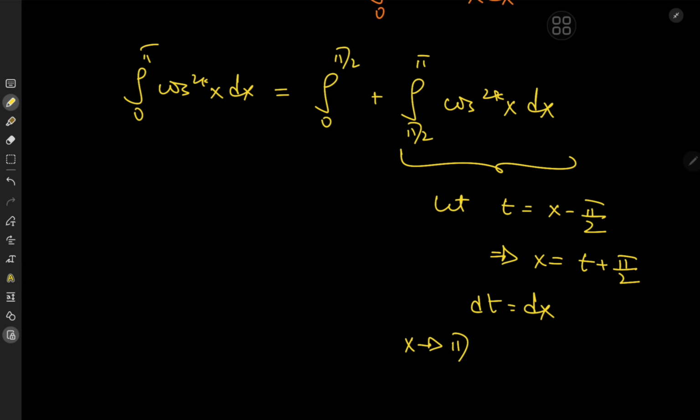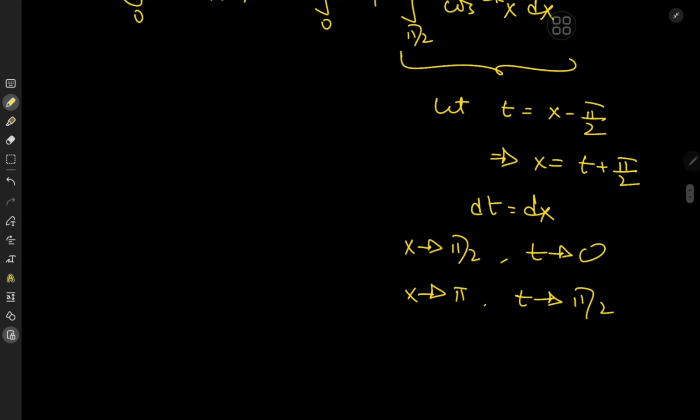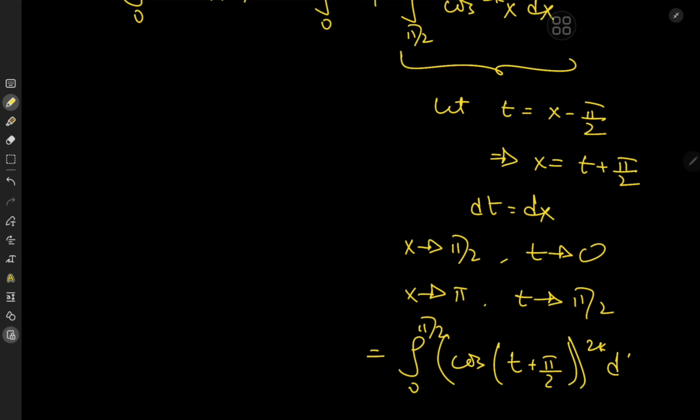So x approaching pi over 2 means t will approach 0, and x approaching pi means t will approach pi over 2, which means our integral now is that from 0 to pi over 2, terribly sorry about that, of cosine of what exactly? We have x equal to t plus pi over 2. This whole thing is raised to the 2k dt.